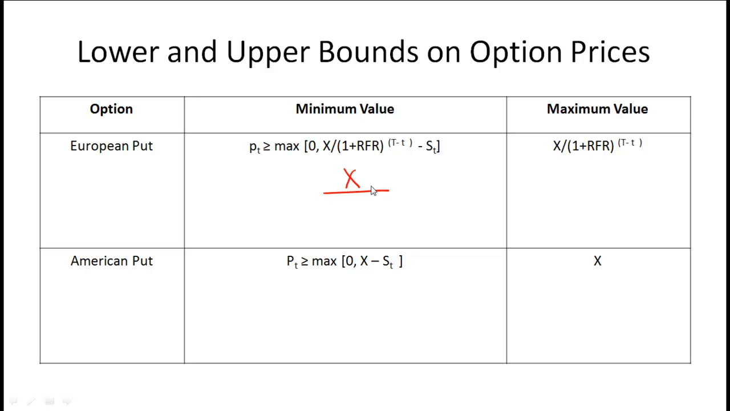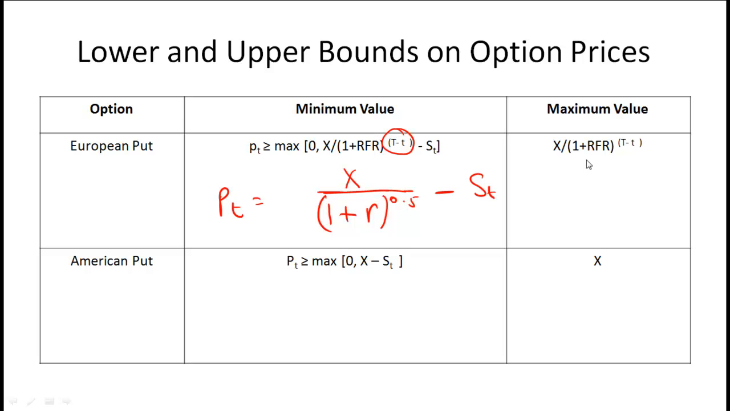So what we are saying there is X, which is the strike price, over 1 plus risk-free rate, so I'll just call that R for now, to the power of time remaining in years. So T minus t is the time remaining in years. If you have 6 months remaining, then this would be to the power of 0.5, minus ST, which represents the stock price at time T. This is the time at which you are finding the value of the European put option.